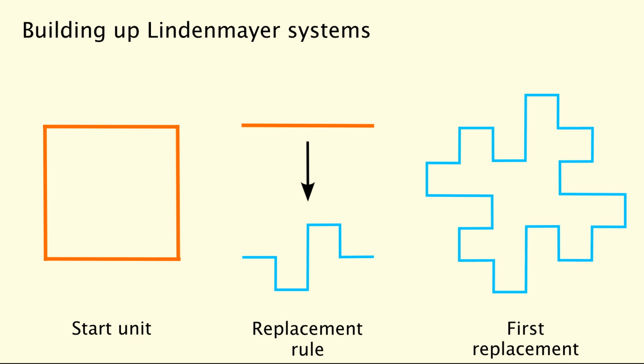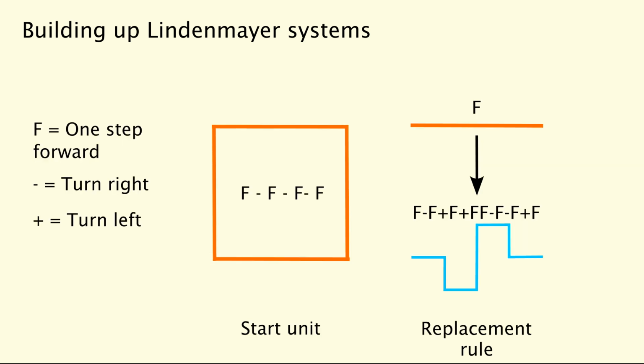You can try to do further replacements by yourself on a piece of paper or on a chalkboard. With my vector graphic programs, it is becoming too tedious. However, there's also another formal approach of doing such replacements, which I will show you now. All we need are the following conventions. F means go ahead, minus means turn right, and plus means turn left.